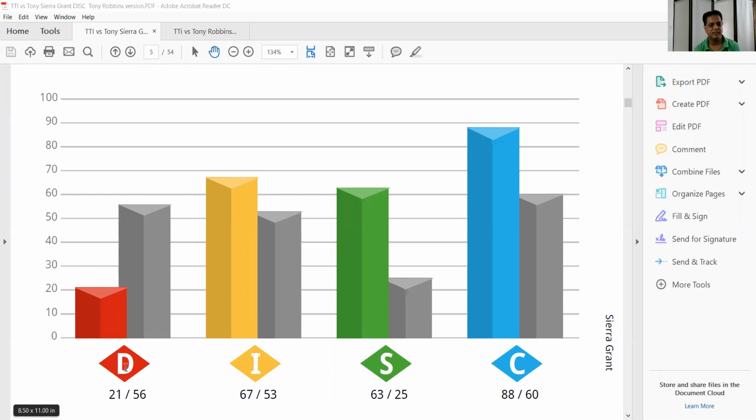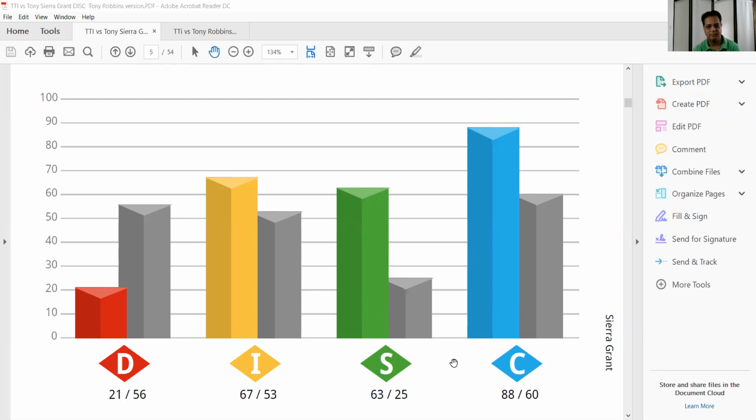So you can see the natural D is 21, and then 56, and I 67 and 53, S 63, 25, which is a huge gap, as you can see, between D, natural and adapted, S as well, and the C is 88 and 60. So it's interesting to read this report because, in my opinion, it should be easy enough for us to look at this report and say, there seems to be some real gap here. The D points are very different in natural and adapted, and same thing with S is very high. But assuming that the report is right, you might say, hey, this person may have enough of S, enough of I, but definitely high enough C, and could be an assistant.